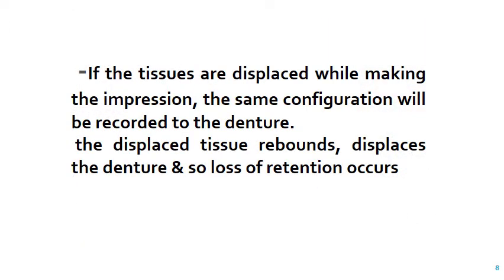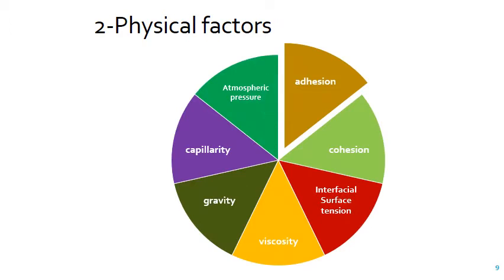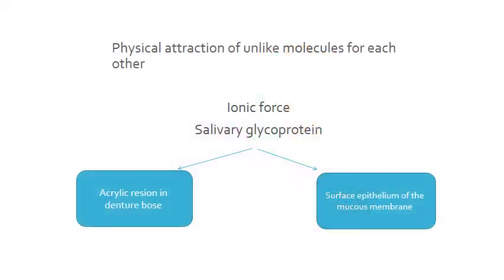If the tissue is displaced while making the impression, the same configuration will be recorded in the denture, and the displaced tissue rebound displaces the denture, so loss of retention occurs. Next, the physical factor. Physical factors include adhesion, cohesion, interfacial surface tension, viscosity, gravity, capillarity, and atmospheric pressure.